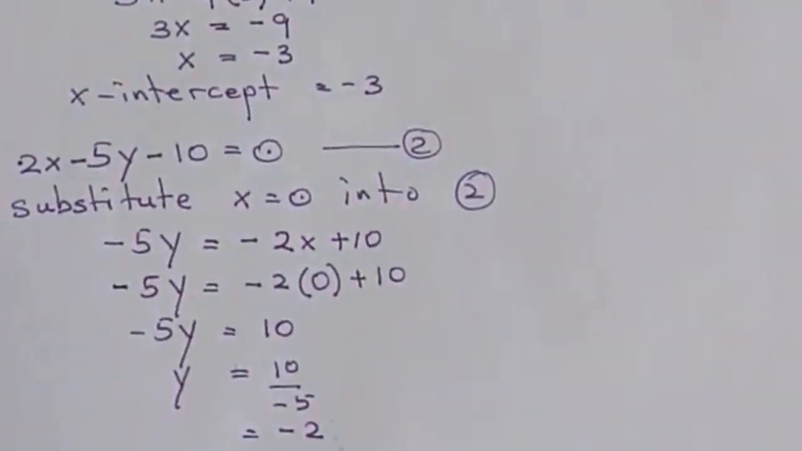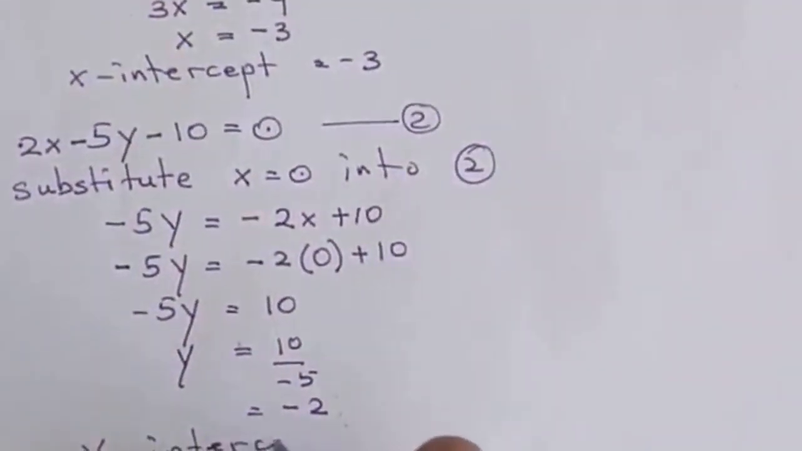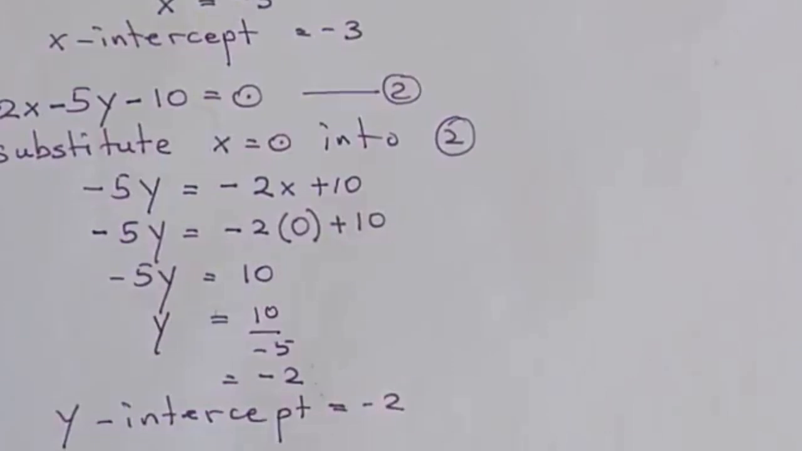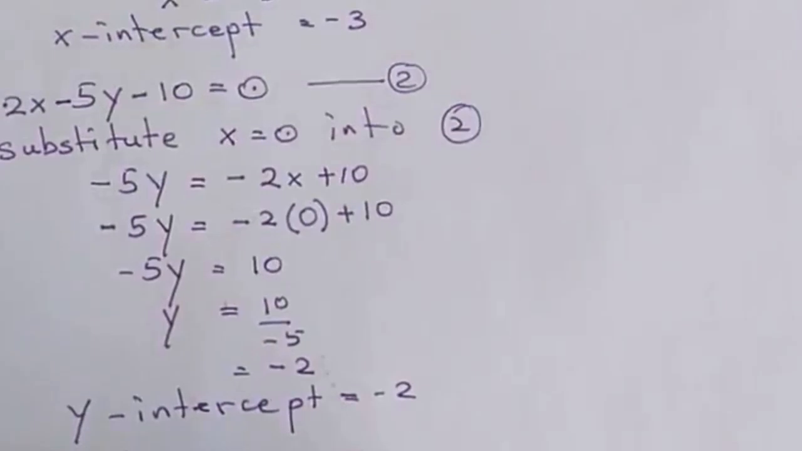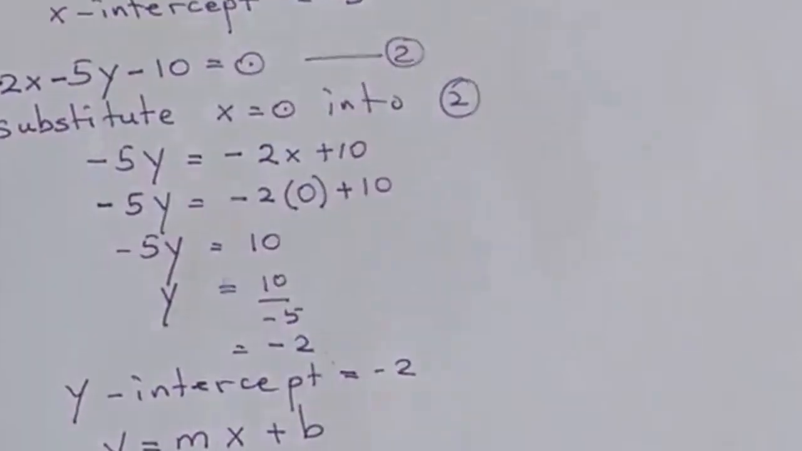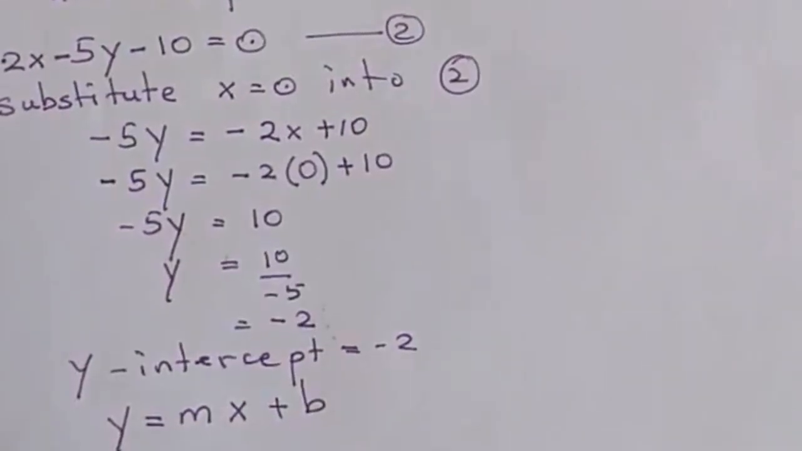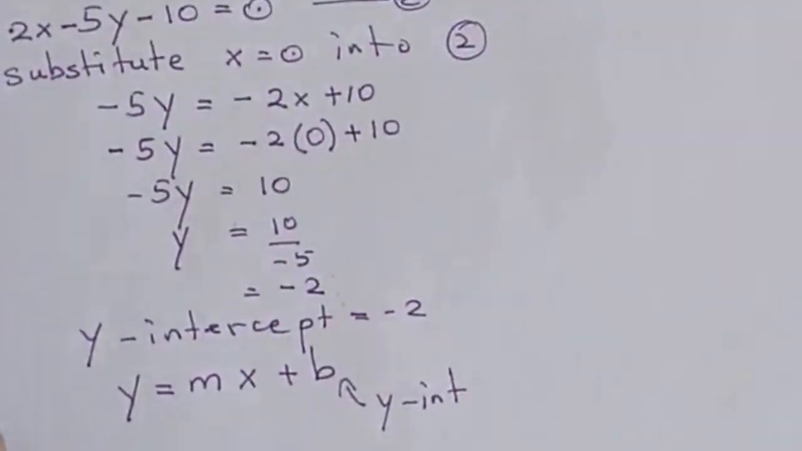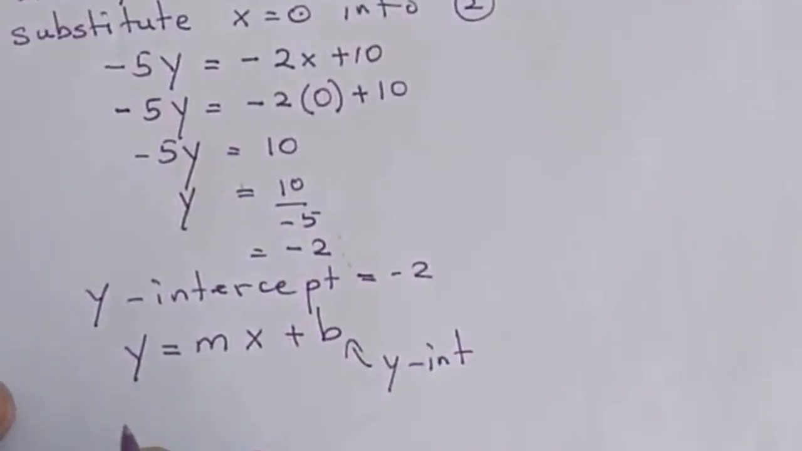So now I know the y-intercept and I know the x-intercept. The y-intercept is negative 2. Now I'm going to use these two pieces of information to find the equation of the line. Let's write the general slope-intercept form, y equals mx plus b. In this form, m is the slope and b is the y-intercept. Out of the two unknowns, we already know the y-intercept. We only have to find the slope.